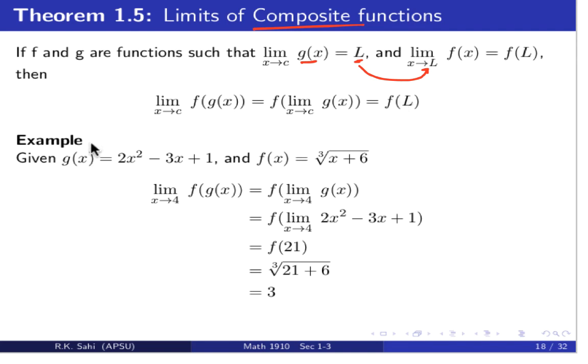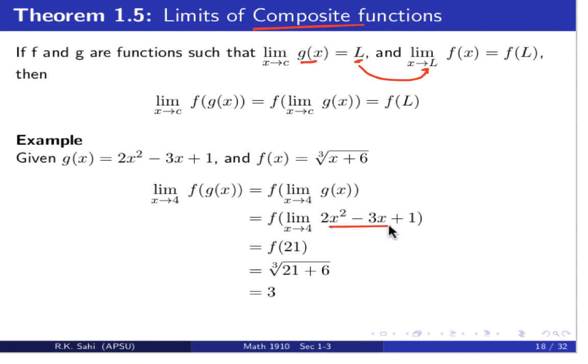We are given two functions: g(x) = 2x squared minus 3x plus 1, and a function f(x), which is the cube root of x plus 6. We would like to find the limit as x approaches 4 of f of g of x. So it's a composite function. You take the limit inside. So f of the limit of g(x) as x approaches 4. So you take f of the limit of 2x squared minus 3x plus 1 as x approaches 4.